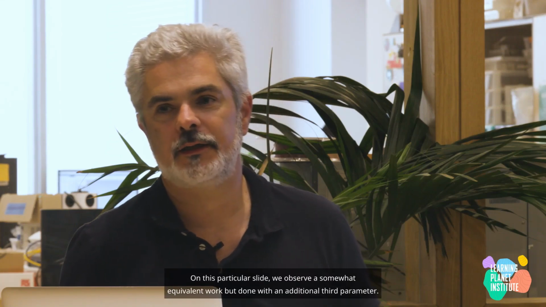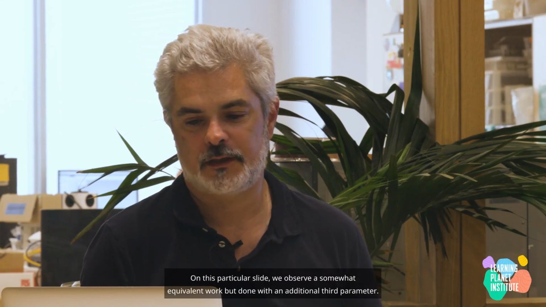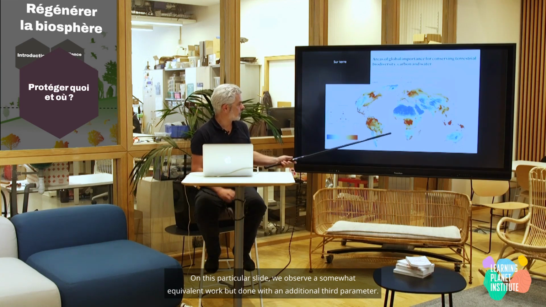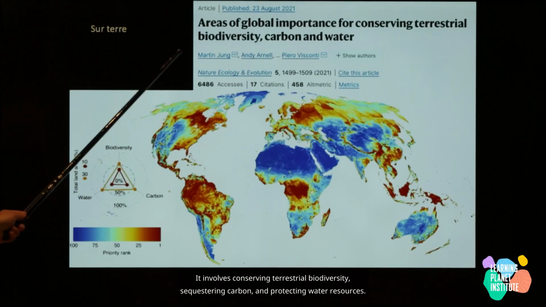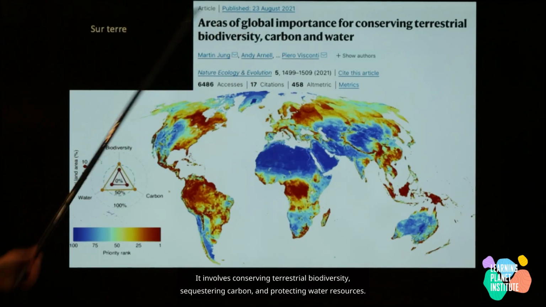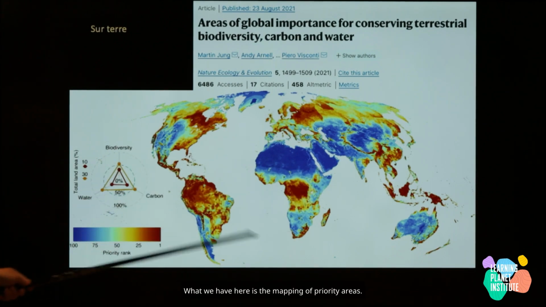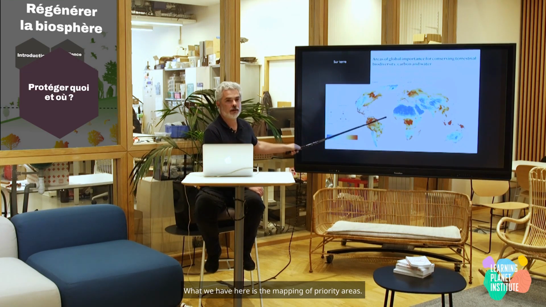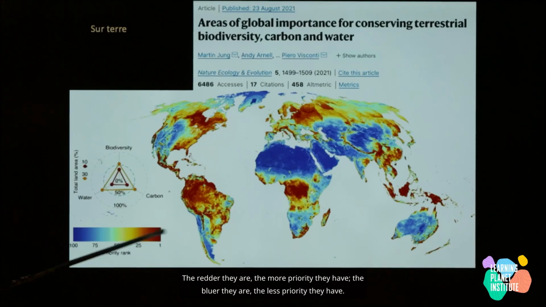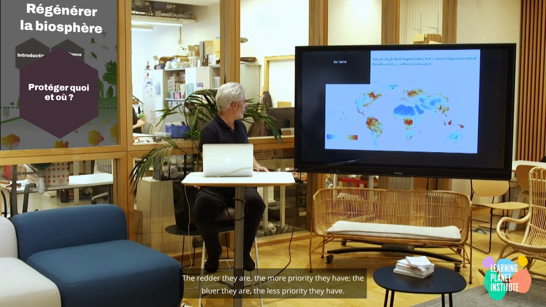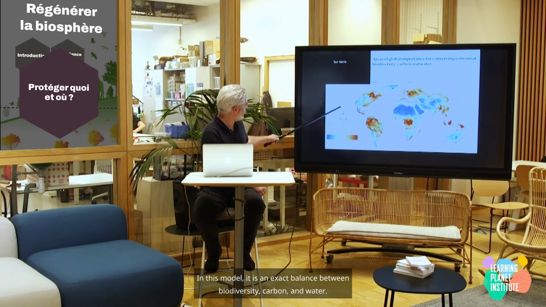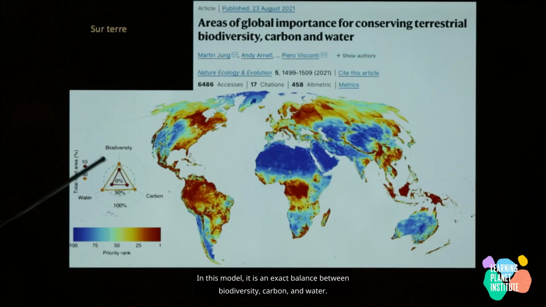On this slide, we observe a somewhat equivalent work but done with an additional third parameter. It involves conserving terrestrial biodiversity, sequestering carbon, and protecting water resources. What we have here is the mapping of priority areas. The redder they are, the more priority they have. The bluer they are, the less priority they have. In this model, it is an exact balance between biodiversity, carbon, and water.